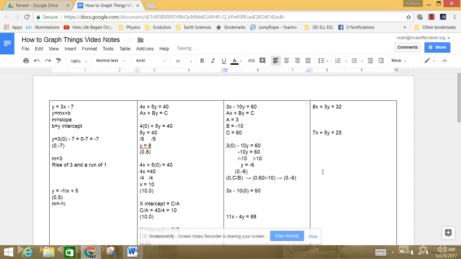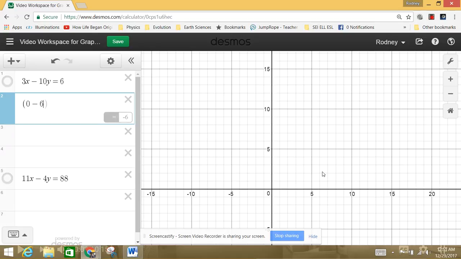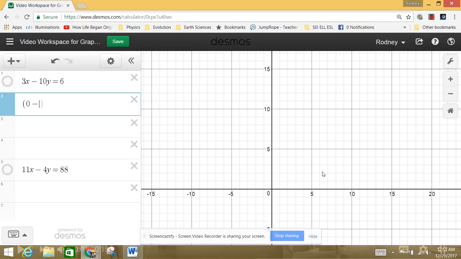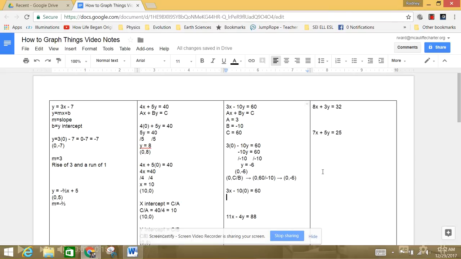And I can go over to Desmos and plot it. As you can see, I've got my equation right there, but I'm not letting you see what the line looks like quite yet. 0, negative 6. I'll show that label. Perhaps I will. My mouse is frozen. Okay, so now we'll come back to that.